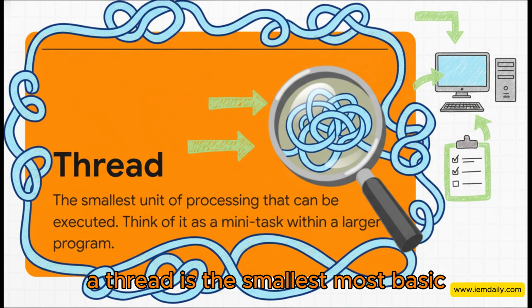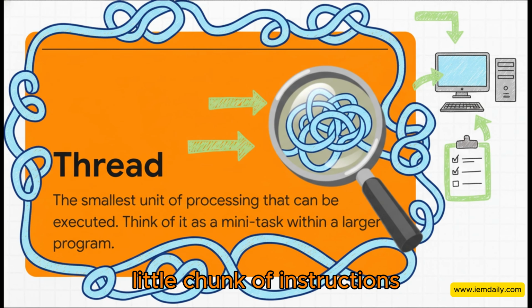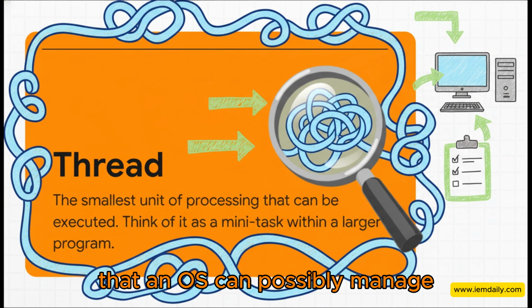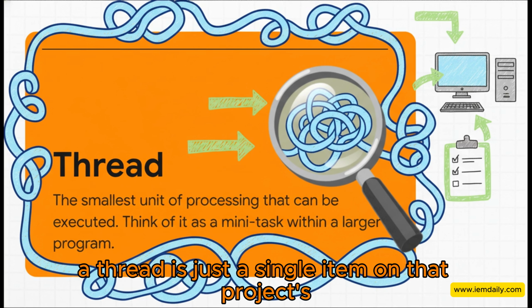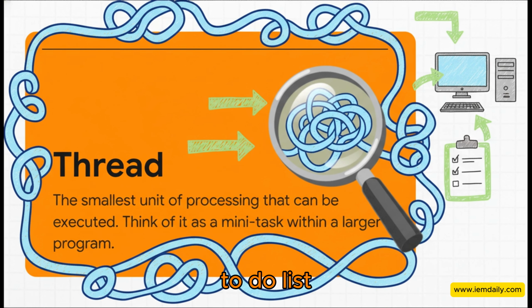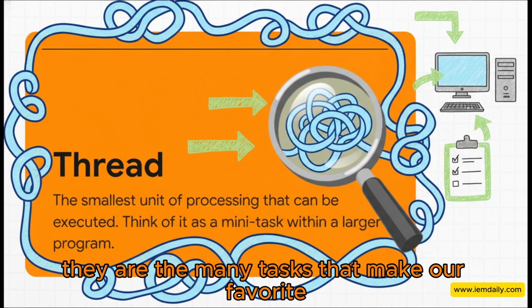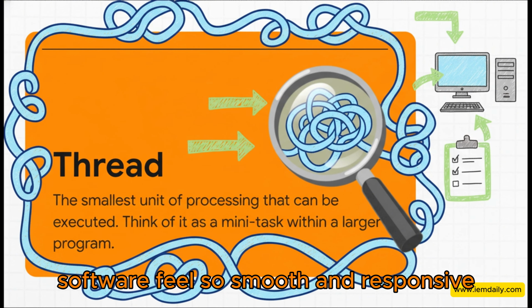A thread is the smallest, most basic little chunk of instructions that an OS can possibly manage. And here's the best way to think about it. If a program is a giant project, a thread is just a single item on that project's to-do list. They're the mini tasks that make our favorite software feel so smooth and responsive.